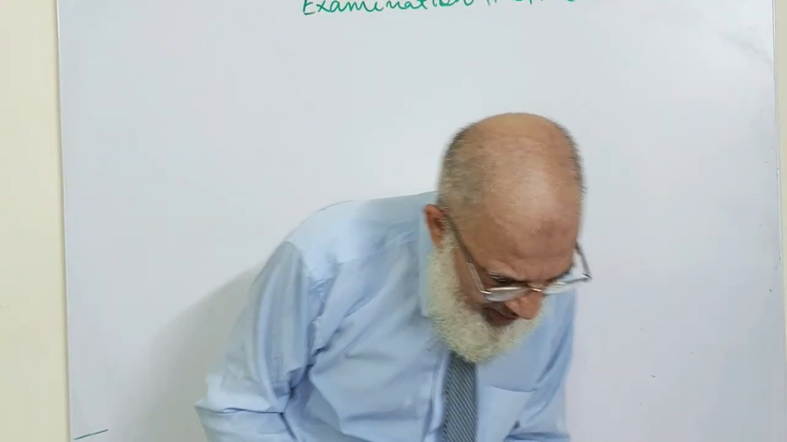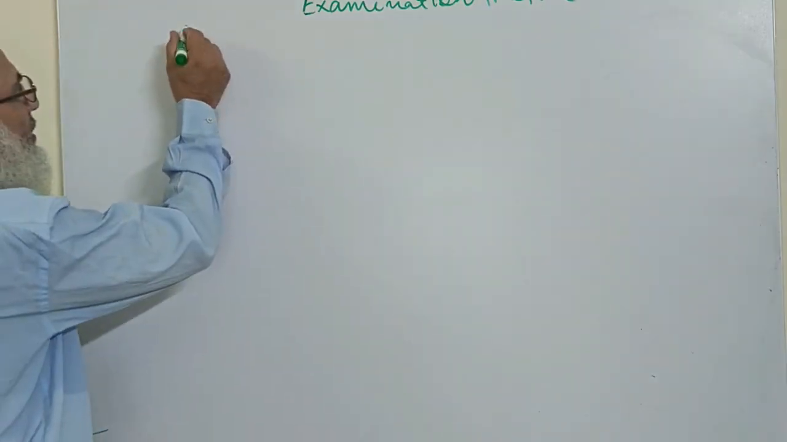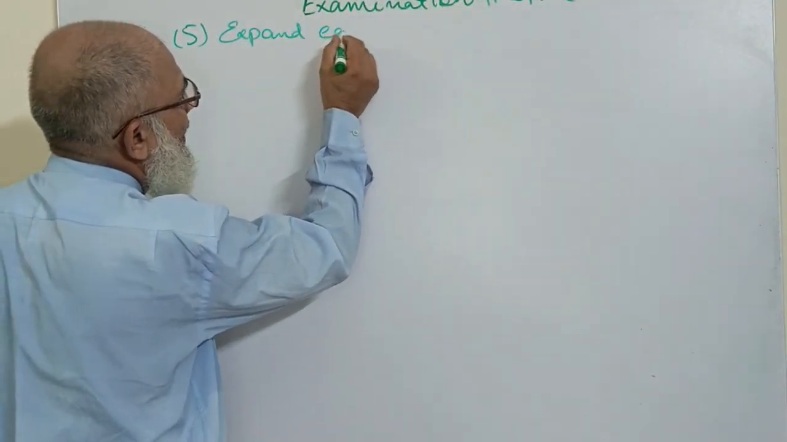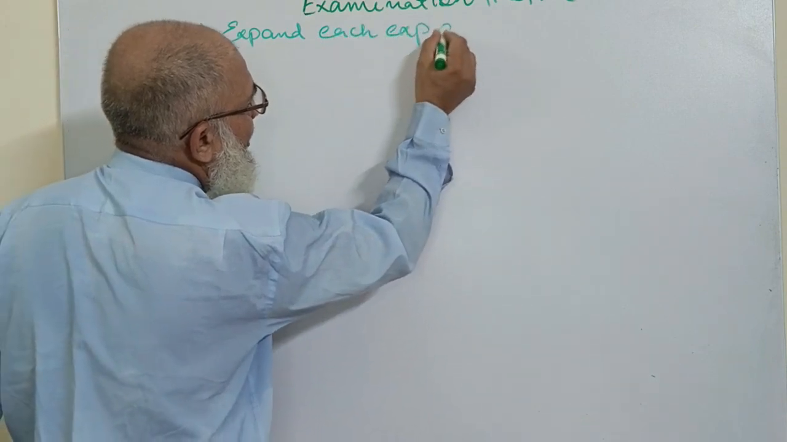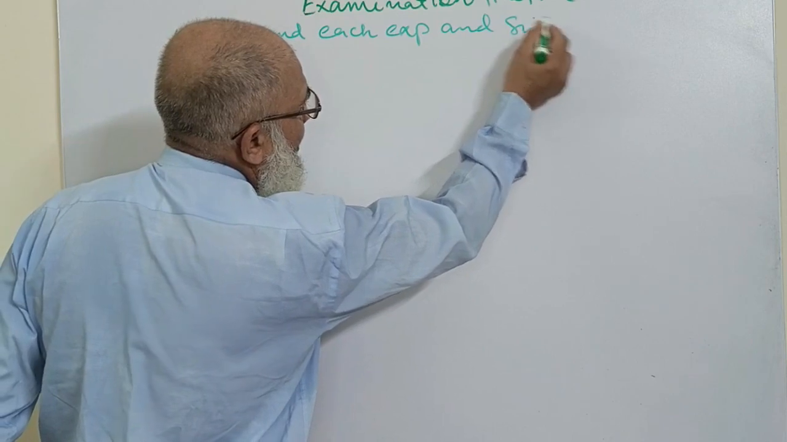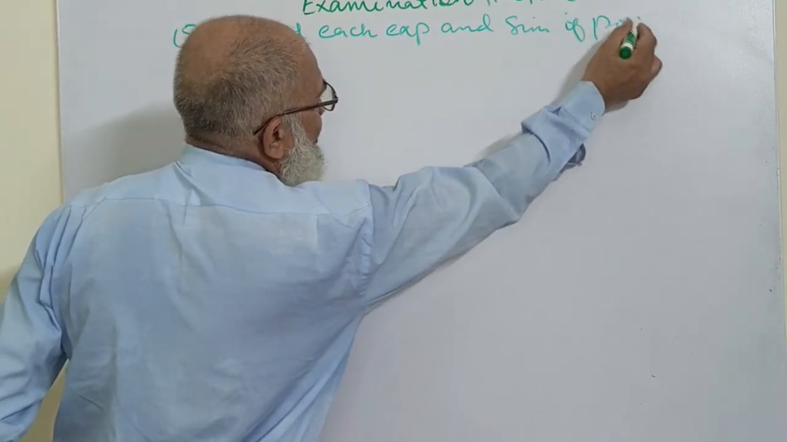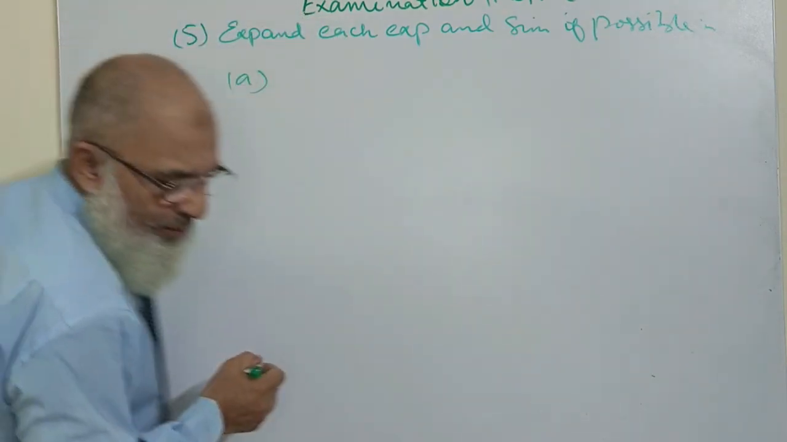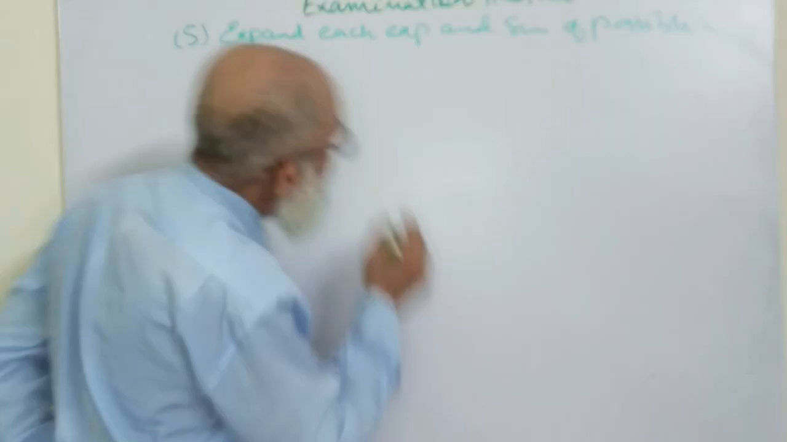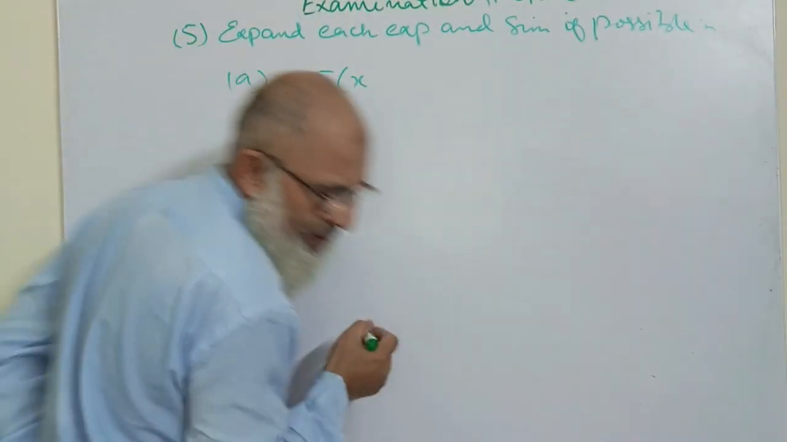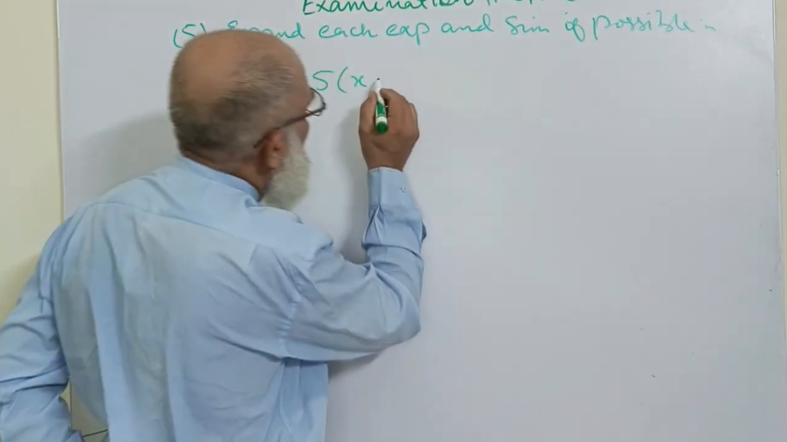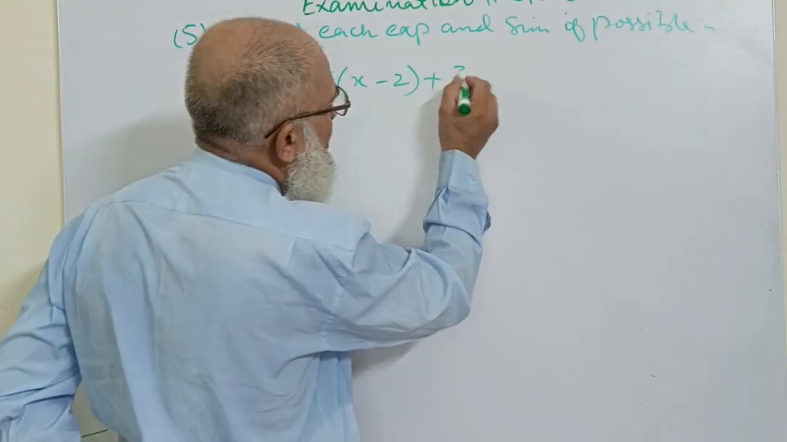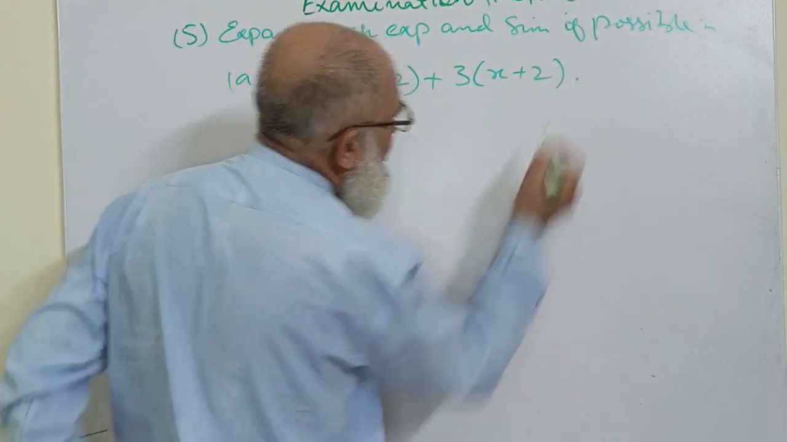Expand each expression and simplify if possible. Part A says 5(x minus 2) plus 3(x plus 2). A very simple and easy question.